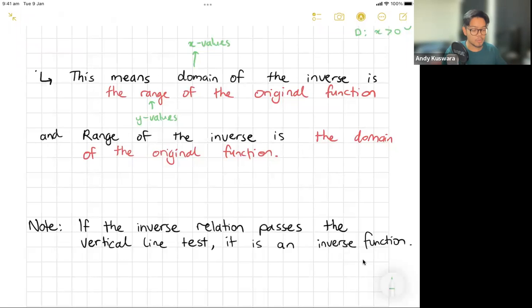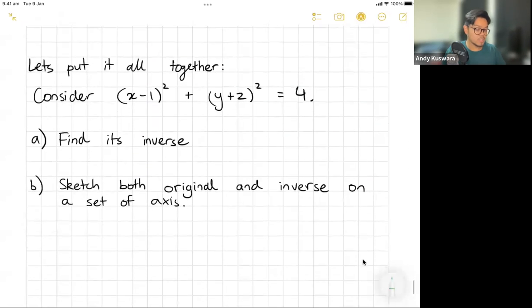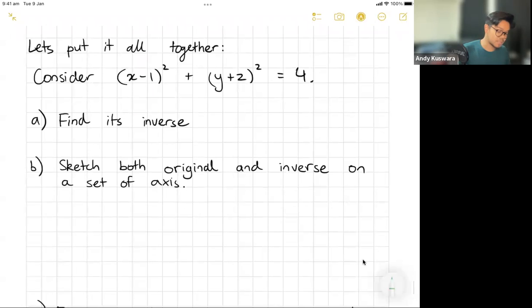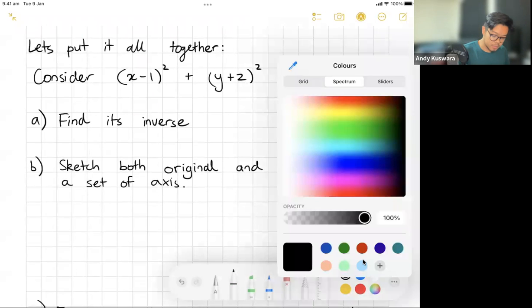Okay, now I'll show what that looks like in a question. Let's put it all together. So let's consider (x minus 1) squared plus (y plus 2) squared equals 4. Now, hopefully you recognize that this is a graph of a circle. Okay, but let's take a look at this question and let's tackle it.